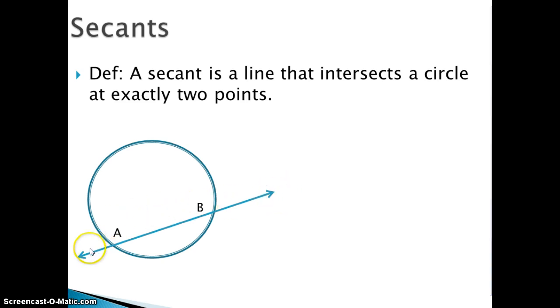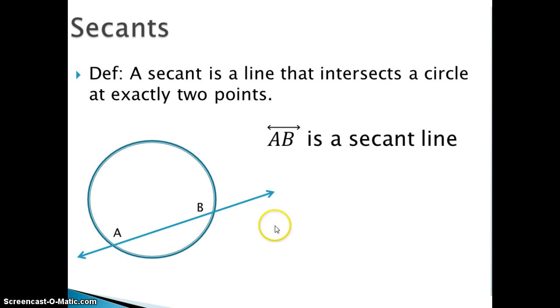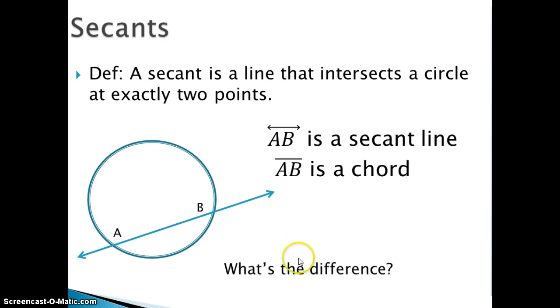So you'll notice here on AB, it's a line and not just a segment. So line AB, with the line symbol, is a secant line, whereas segment AB is a chord. And what's the difference? The chord is going to stay completely within the circle, and the secant line is going to go beyond it. So the secant is going to go outside the circle here and outside the circle over there. It's going to extend that chord into a secant.